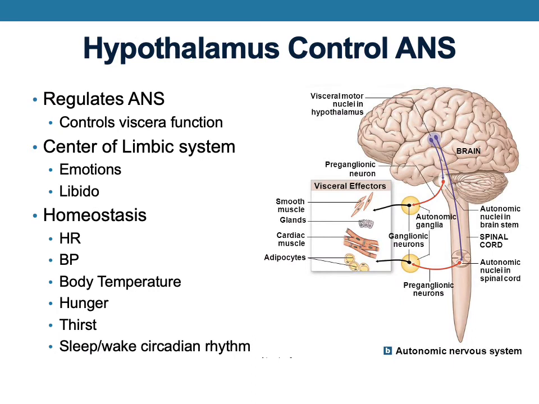As you know, the hypothalamus regulates the autonomic nervous system, which in turn regulates the function of our internal organs. It also plays a key role in the limbic system, influencing our emotions and sex drive. The hypothalamus is essential in maintaining homeostasis, such as our heart rate, blood pressure, body temperature, hunger, thirst, and circadian sleep-wake cycle, just to name a few. The primary way the hypothalamus influences these functions is through hormones.